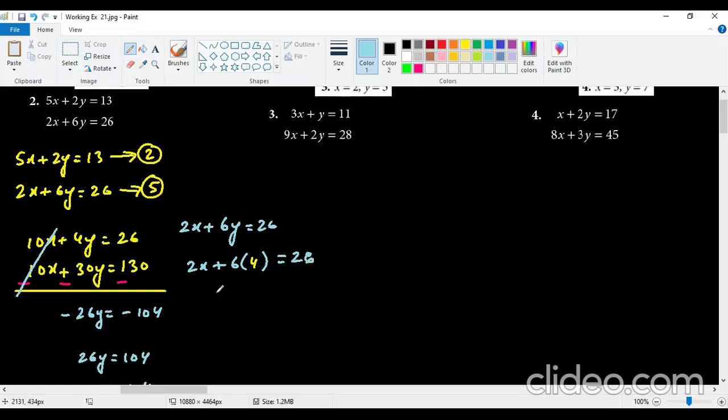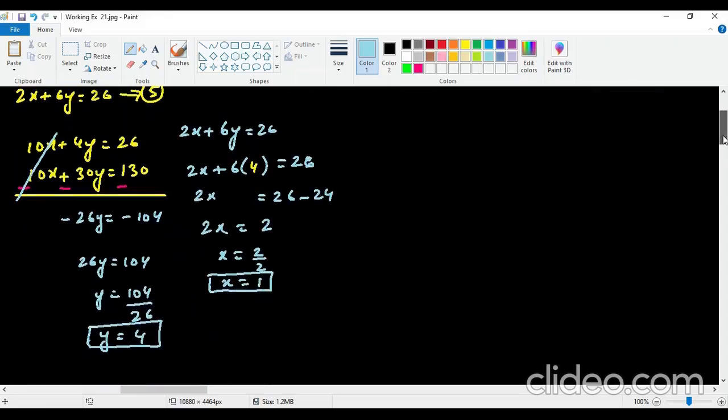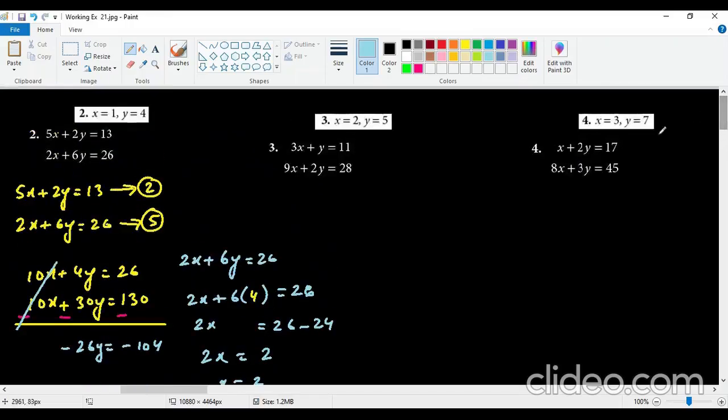So 2x is equal to 26 minus 24. So 2x is equal to 2. That means x is equal to 2 over 2. That means x equals 1. The value of x is going to be 1, and the value of y is going to be 4, that you can see here. Moving on to the next question.